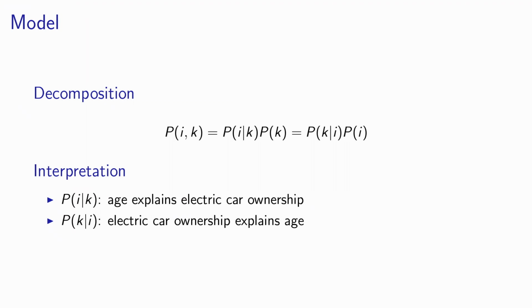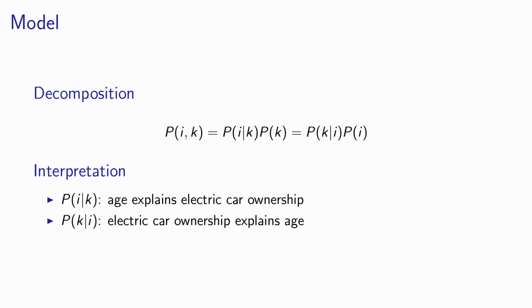This probability can be decomposed. And actually, using the definition of probability, we can decompose it in two different ways. We can say that the probability of I and K is the probability of I given K times the probability of K. Or we can do it in the other direction: the probability of K given I times the probability of I. So if these two decompositions are equivalent from a mathematical point of view, they are not the same in terms of interpretation.